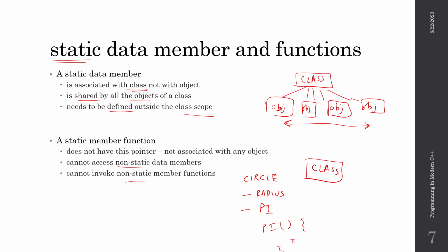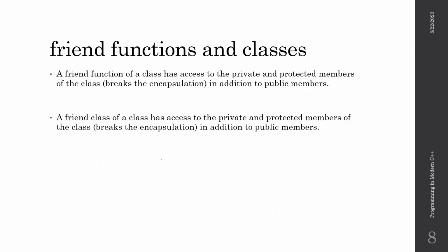Okay, now let us proceed. So now we'll look at the friend functions and classes. Basically, there are two contexts in which we can use the friend keyword. Either we can make a class a friend of some other class, or we can make a function a friend of some class. So first I will go over the friend function.